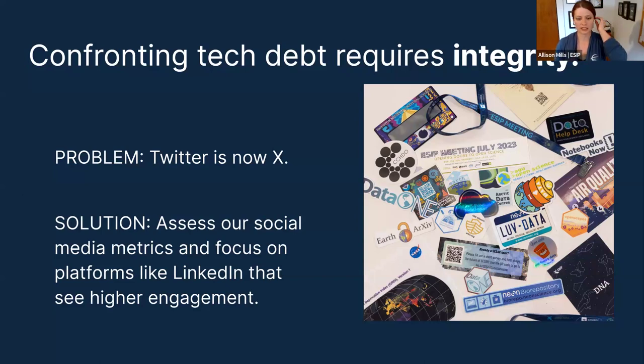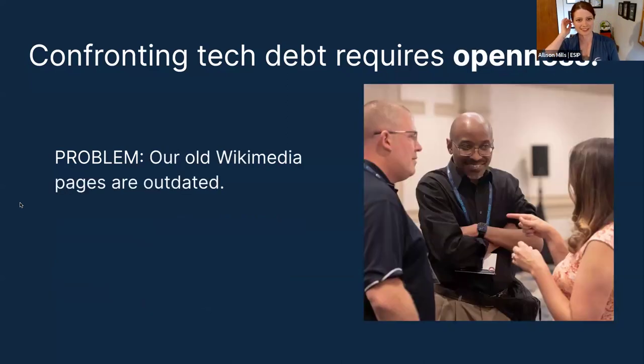What we've decided to do in ESIP, we assessed our social media metrics. I've been gathering them since I started at ESIP in 2021. I ended up deciding to focus on the platforms where we were seeing higher levels of engagement and to go where the people are. If it is a quote unquote social space, we want to be capital S social, lowercase m media. That's to me one of those fun blurry spaces between communications and IT, although it definitely raises my blood pressure. Along with this one, our old Wikimedia pages through ESIP are old.